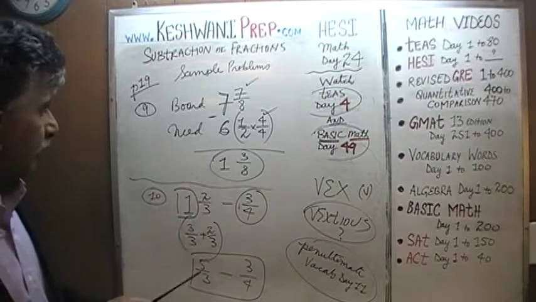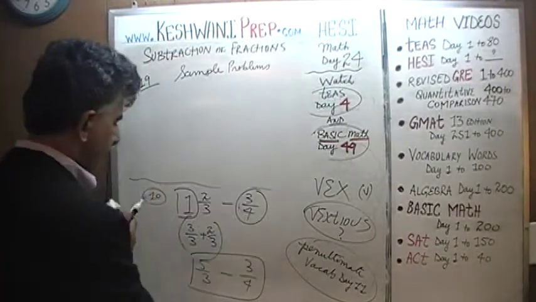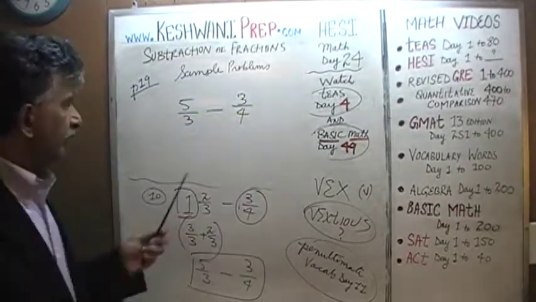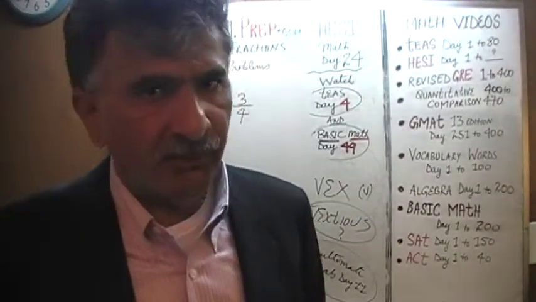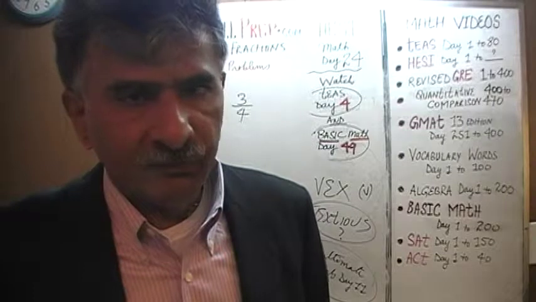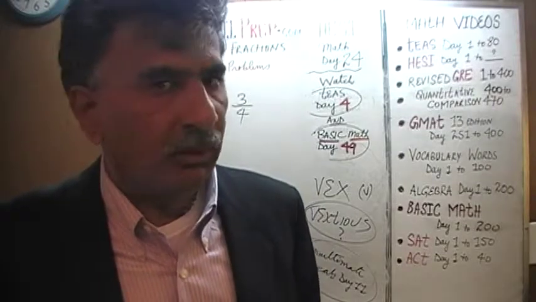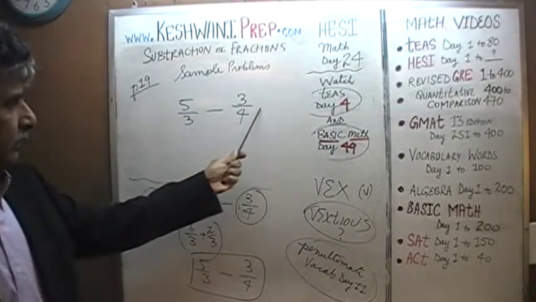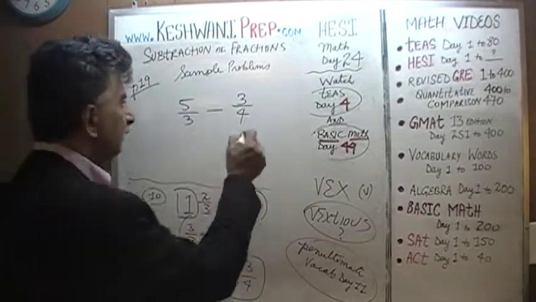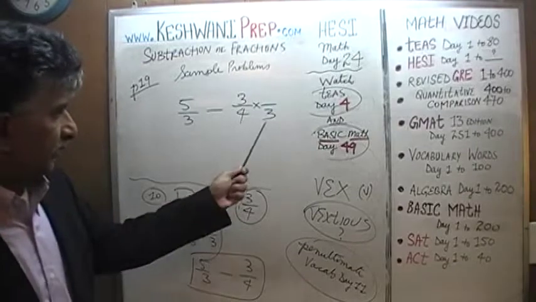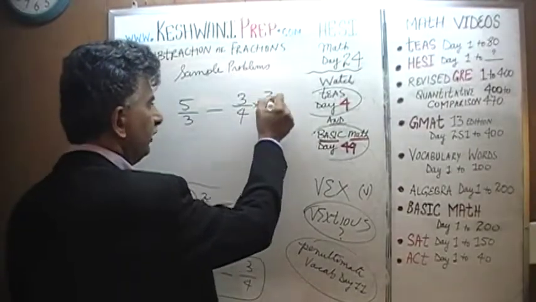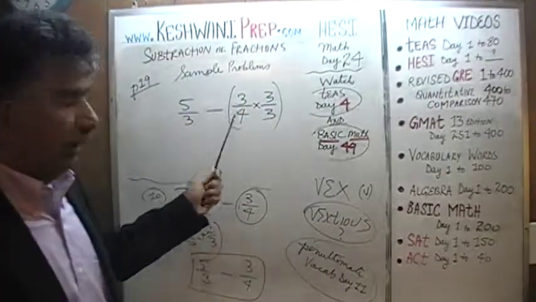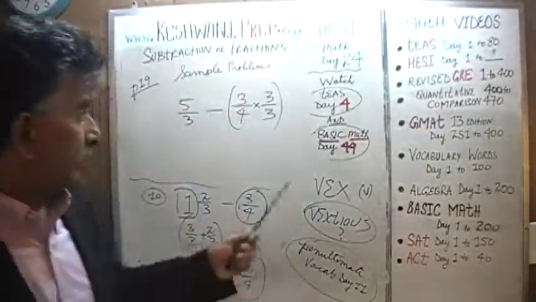Since it's getting very low here, we're going to do it on the top. So we have 5/3 minus 3/4. Since 3 and 4 in the denominator have nothing in common, the simplest, quickest, most efficient way of getting a common denominator is to introduce a 3 here and a 4 here. Let's multiply the bottom by 3. If we multiply the bottom by 3, we must multiply the top by 3, because 3 over 3 is 1, and 3/4 times 1 is still 3/4.